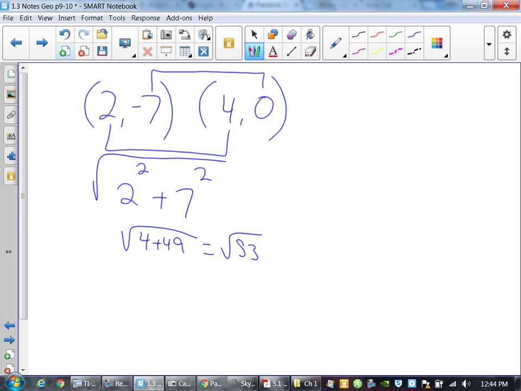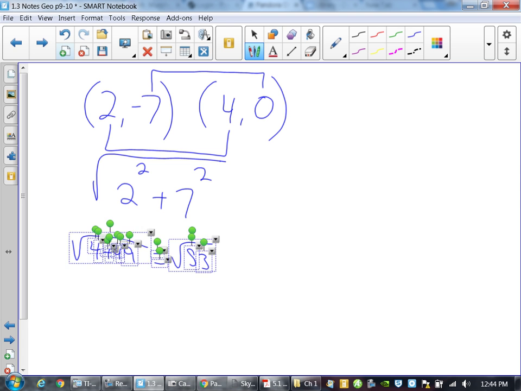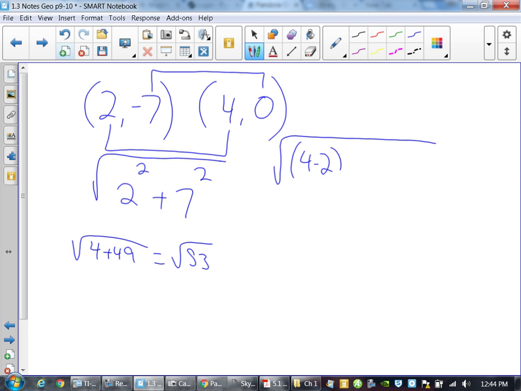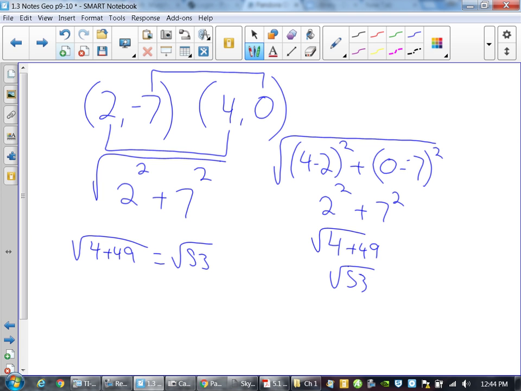Yes, ma'am? I thought we were putting those into that thing. It does the exact same thing. Yeah, but how come my calculator gave me square root of 11 then? I might have had operator error. The change in the next value is 4 minus 2. 0 minus the -7. Here you have 2 squared. Here you have 7 squared. It's still 4 plus 49, which is the square root of 53. So my calculator's just stupid. It's not stupid. You might have pressed the wrong button.